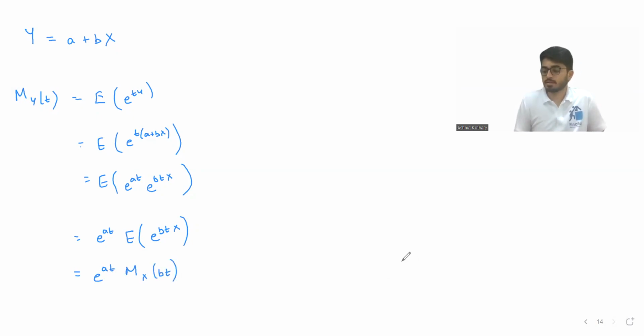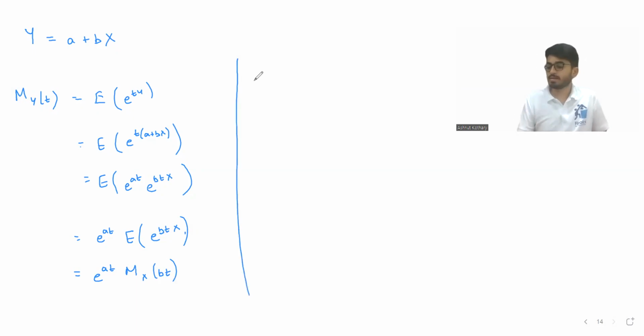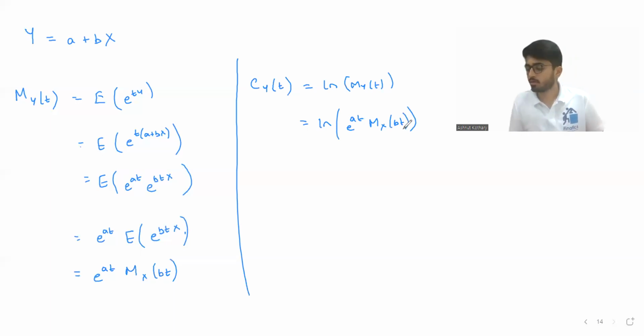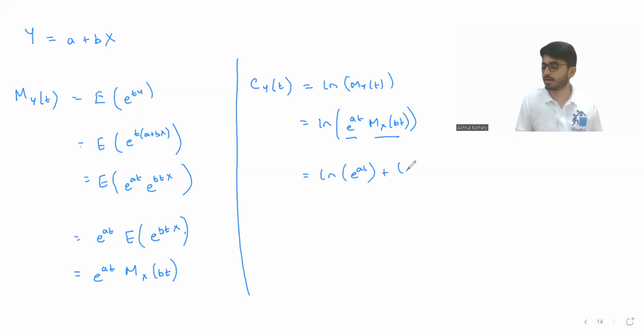Which I might also write as M_X. M_X(t) is expectation of e to the power tX. What I have is btX, so instead of t, I can write this as bt. And my CGF then is nothing but ln of e to the power at times M_X(bt). Now, if I remember, log of AB is nothing but log A plus log B. So ln of e to the power at plus ln of M_X(bt). This is nothing but at plus C_X(bt).